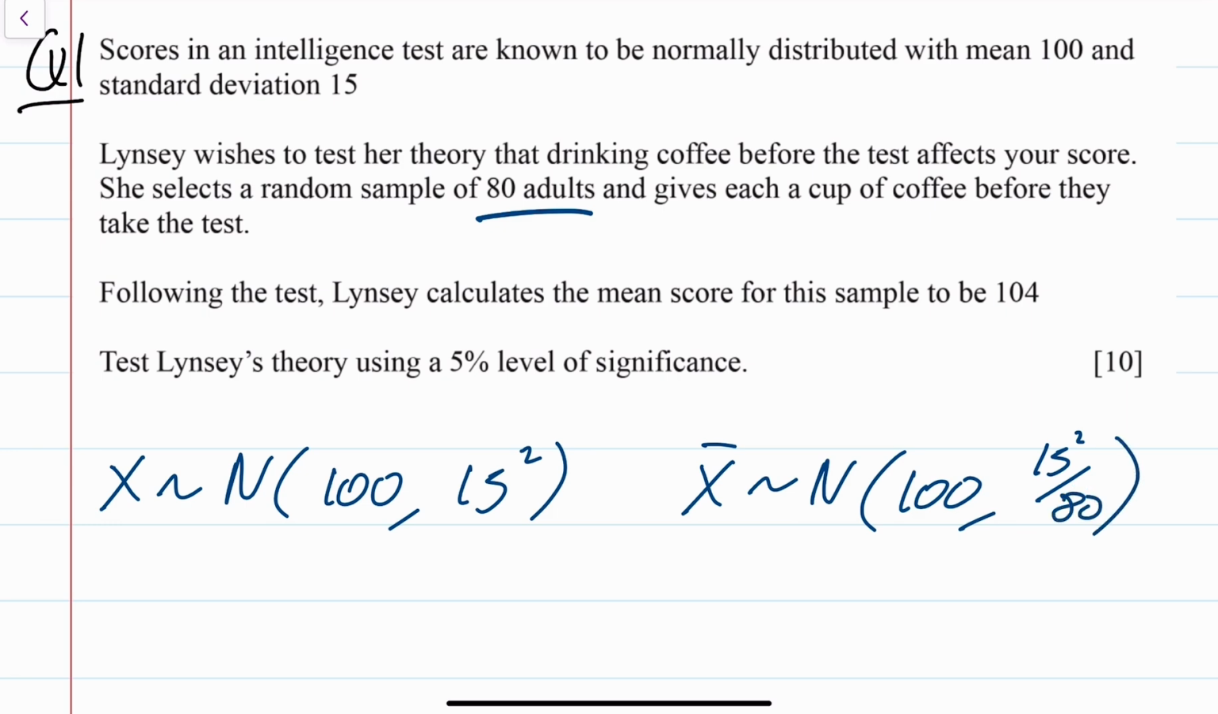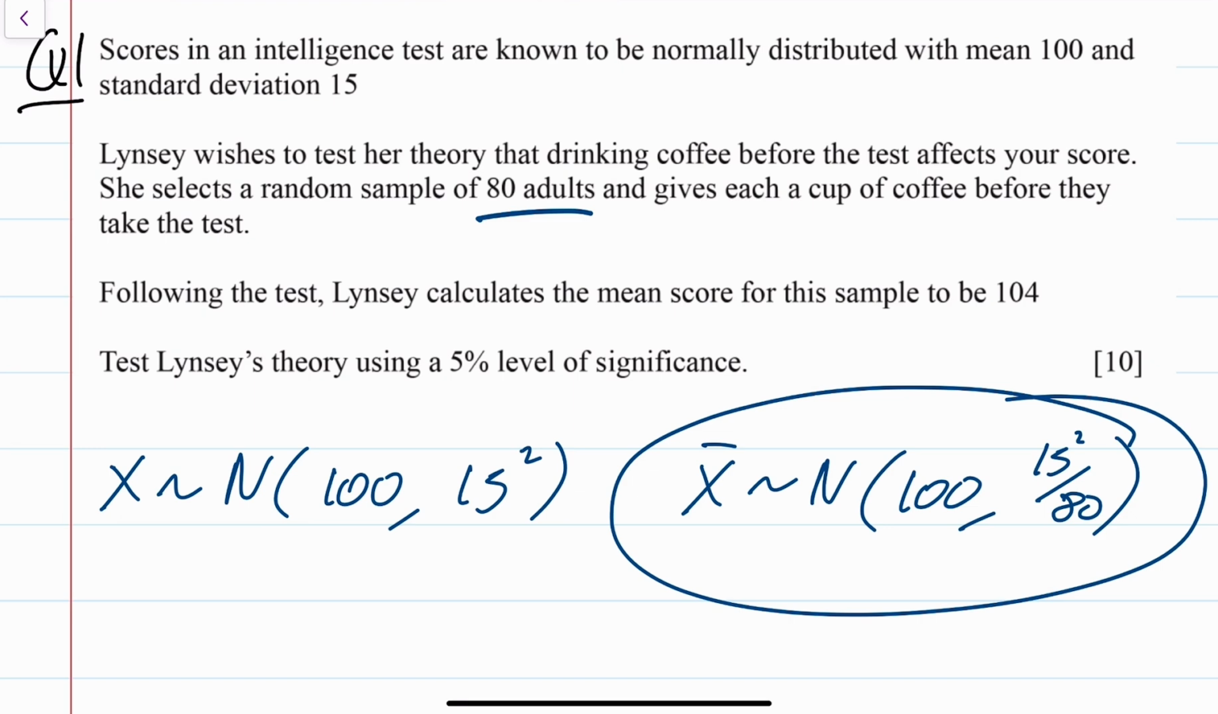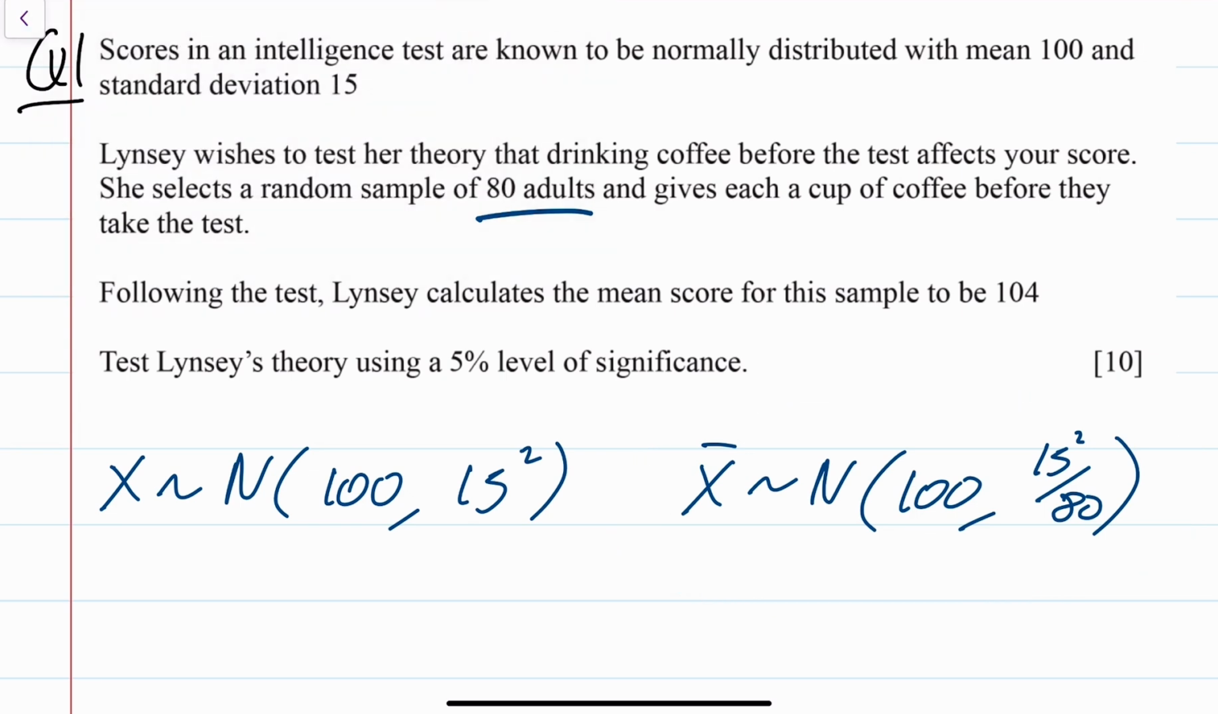So this thing here is really what we're going to worry about. This we don't really need to think about anymore, but it's the thing in the circle where everything is going to be considered going forward. Following the test, Lindsay calculates the mean score of the sample to be 104. Test Lindsay's theory using a 5% significance level.